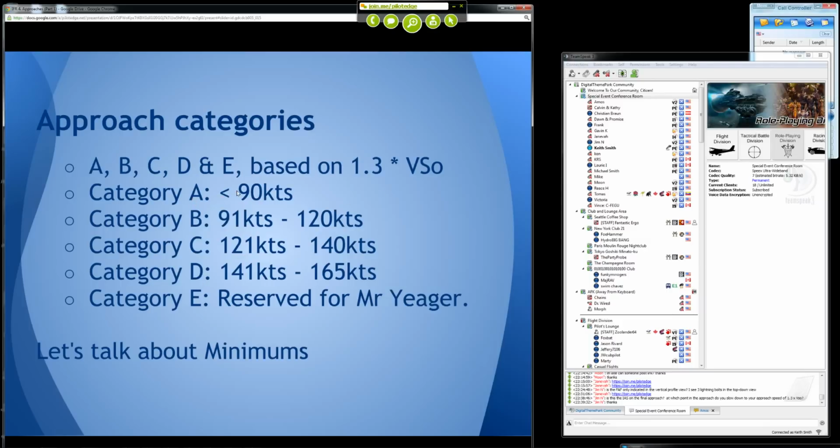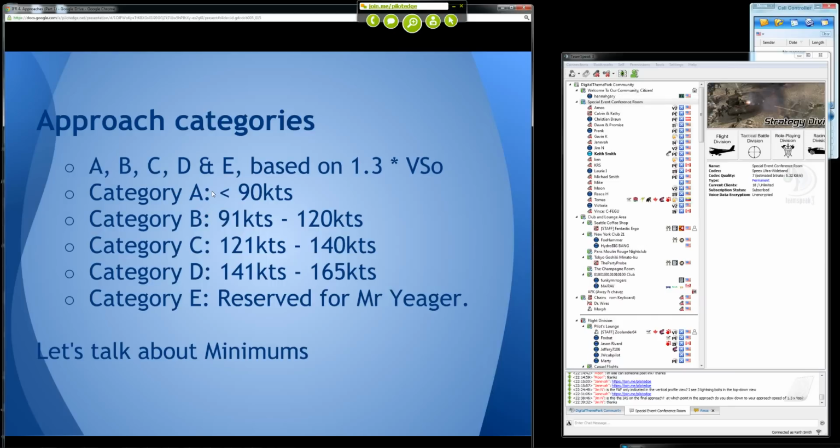Okay, so let's assume we're going to be in a Category B aircraft. Let's say we're shooting the approach at, well, you know what, we'll do Category A. So you might be flying it at 80 knots, for example, or 90 knots. So we'll be a Category A aircraft for today.